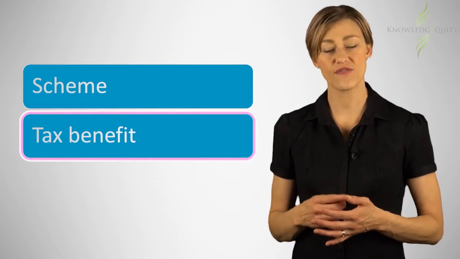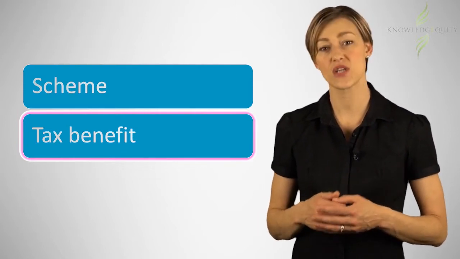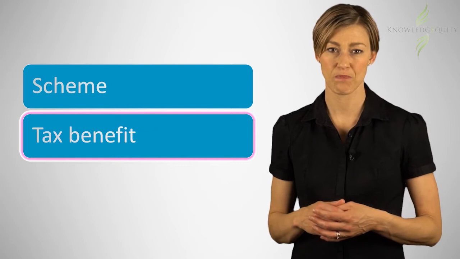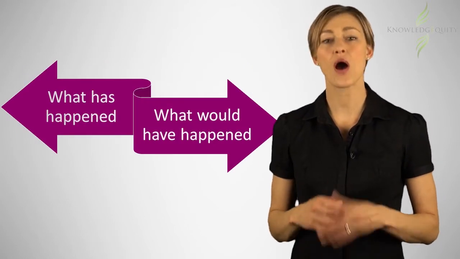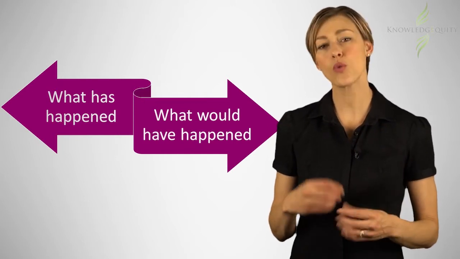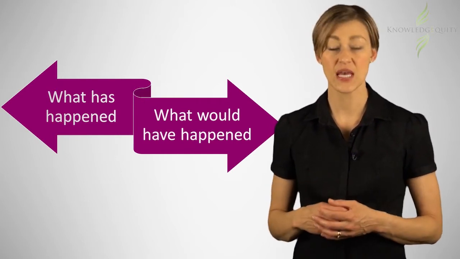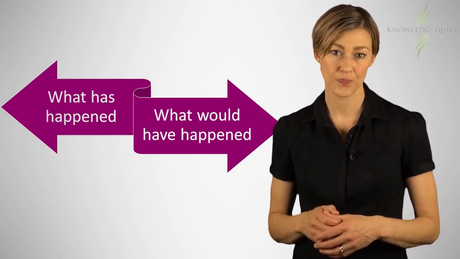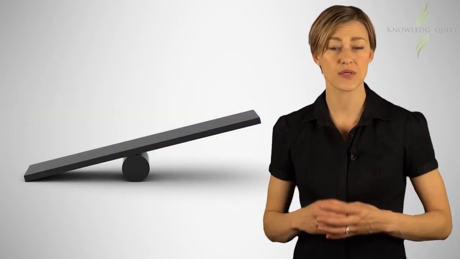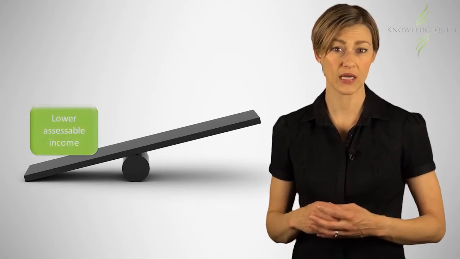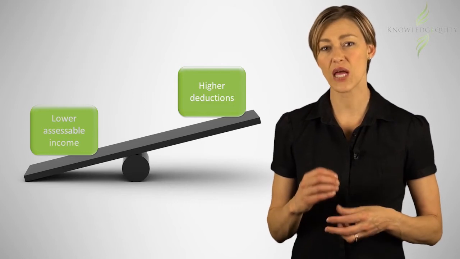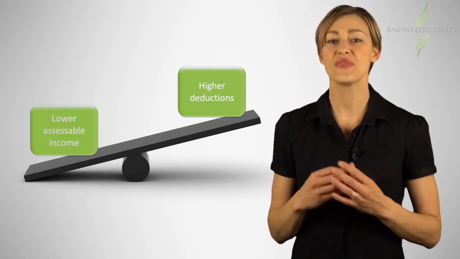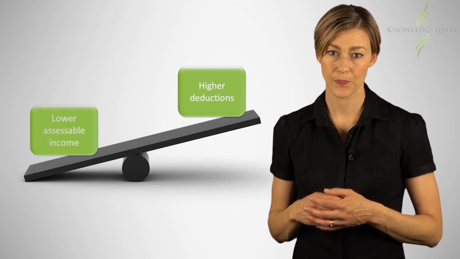The second requirement is that there be a tax benefit, as defined in Section 177C of the 1936 income tax legislation. This requires a comparison of what has happened with the scheme with hypothetically what would have happened, or what would have been reasonably expected to have happened, had the scheme not been entered into. If entering the scheme has in comparison led to lower assessable income, higher deductions, or one of the other tax advantages that fall under the definition of a tax benefit, then this second requirement will be fulfilled.